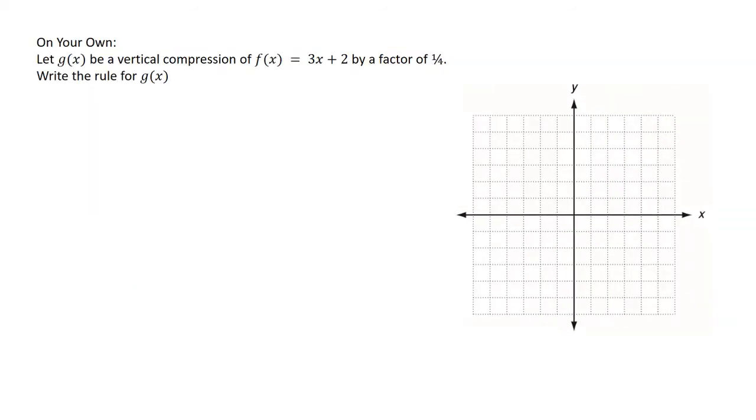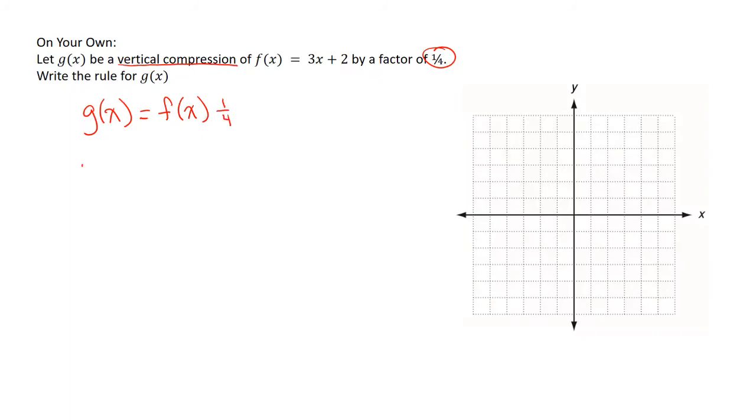Now, once you try one on your own, put your video on pause and give it a try. All right, let's see if we can do this one. This time, it says we have a vertical compression by a factor of 1/4. So this time we're going to be dealing with our y. So g of x is going to equal f of x times our factor of a, which is 1/4.